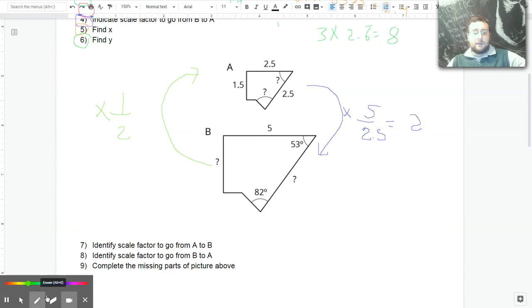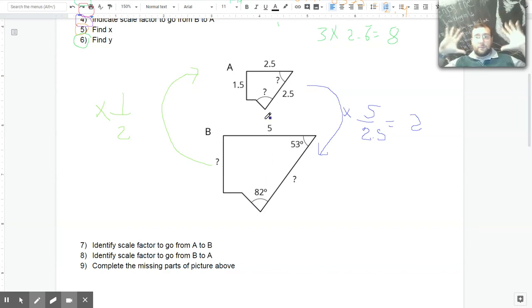All right, now we have to find the missing values. So first of all, angles don't change in scale drawings. It's a zoomed in or zoomed out picture. You change the side lengths, but you do not change the angles or the position of the sides. So this right here, it's still 53 degrees. So it's just a trick question. They don't really change. And then likewise, this angle here is still 82 degrees. The angles don't change. They stay the same. That's why it's a scale drawing.